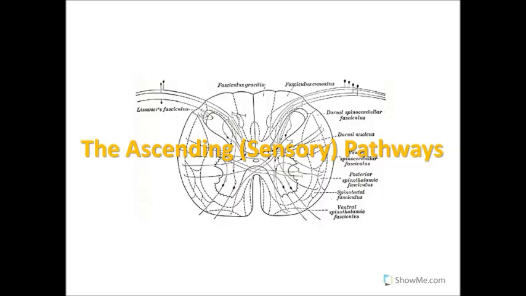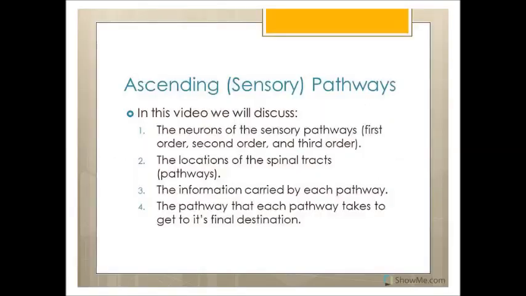Hello everyone and welcome to a brand new video on the ascending pathways, or also called sensory pathways. What we want to focus on is what kind of neurons are available here in the sensory pathways, what we mean by the first order, second order, and third order neurons. We're going to look at where in a spinal cord cross section you would find the tracts or pathways, what is carried by each pathway, and how the pathway gets to its final destination.